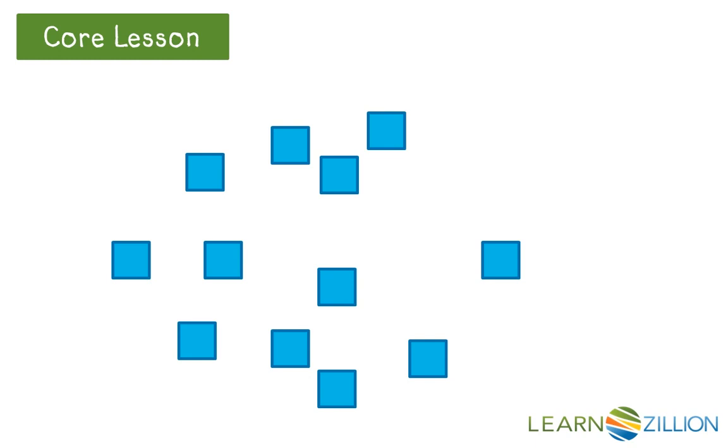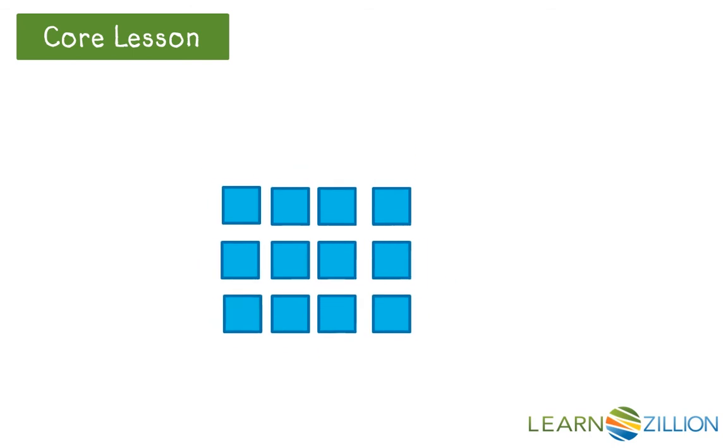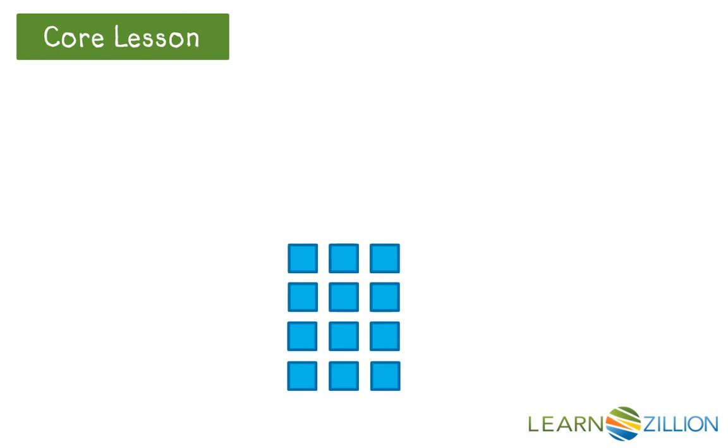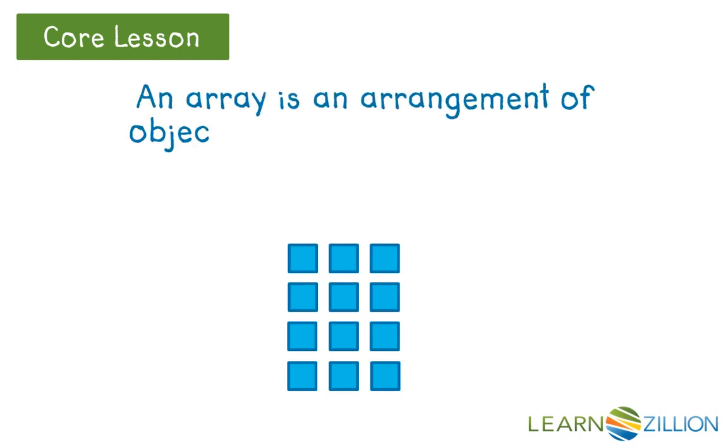These tiles are going to be difficult to count because they are not in an orderly form. We can move them, though, into an orderly arrangement of rows and columns to help count them. They are now in a form called an array. What shape was made? A rectangle. This is called an array. An array is an arrangement of objects into rows and columns.